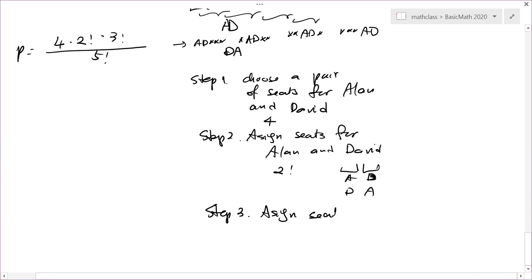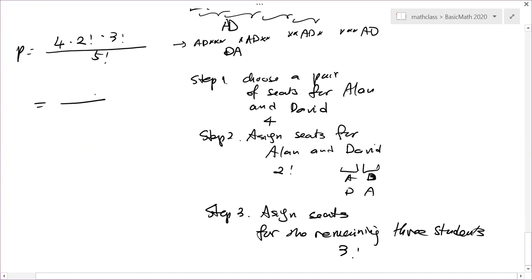Assign seats for the remaining 3 students. Okay, that'll be 3 factorial. That's why after simplifying, it's going to be 2 over 5, not 1 over 5. Why is it 2 over 5? Because the numerator is 2 times 4 times 3 times 2 times 1. The denominator is 5 times 4 times 3 times 2 times 1. Right? Cancel out. That's 2 over 5.